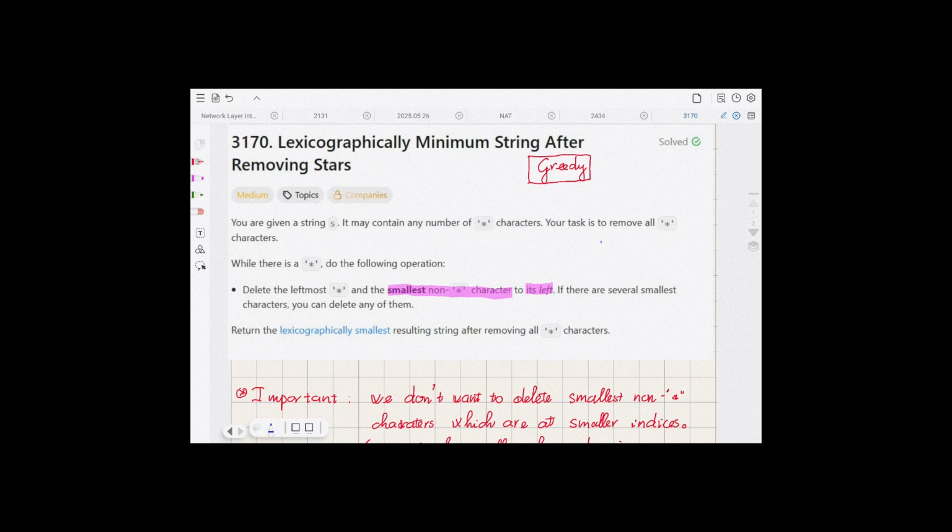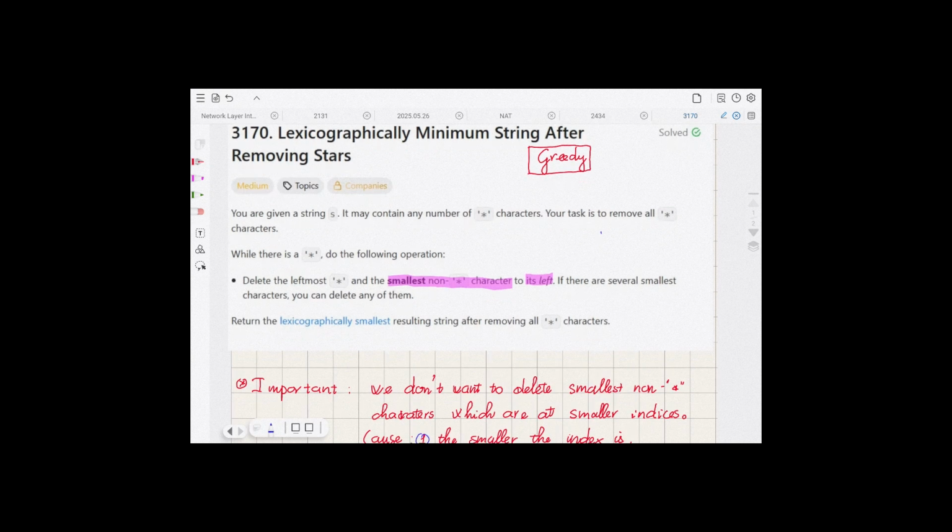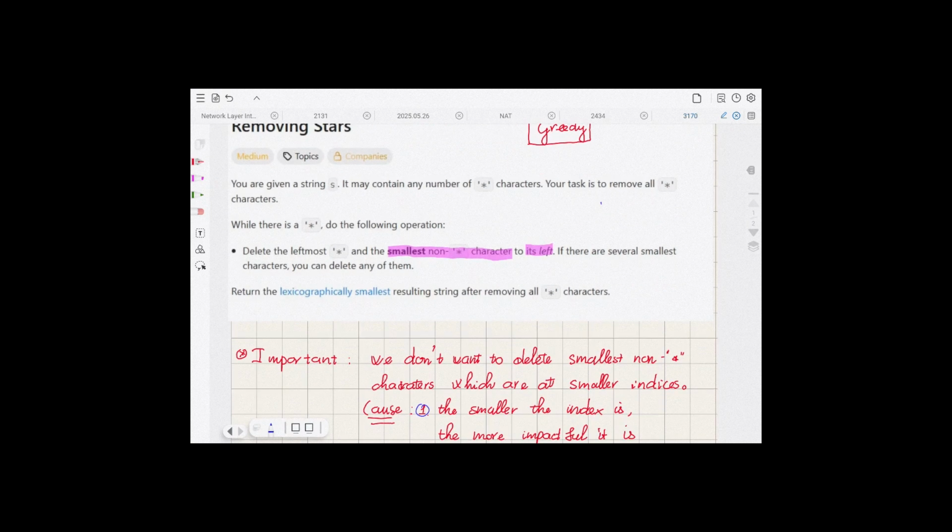We are given a string s, and it may contain any number of star characters. Your task is to remove all star characters in the following way. We will delete the leftmost star and the smallest non-star character to its left. If there are several smallest characters, we are allowed to delete any of them, and we're required to return the smallest resulting string after removing all the star characters.